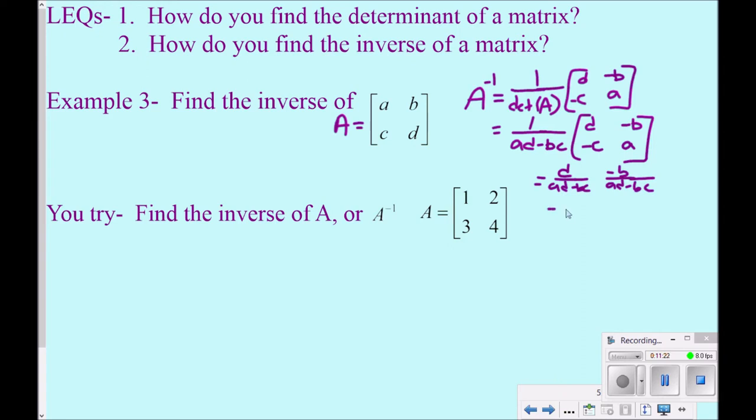I'd have negative C over AD minus BC, and I'd have A over AD minus BC. And that's all in a 2 by 2 matrix. Okay, so that's my result there.